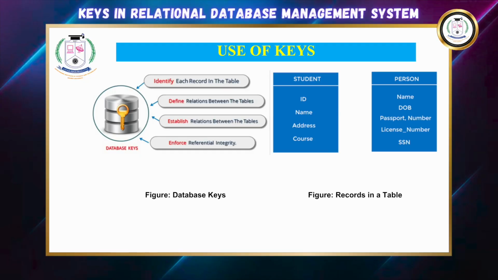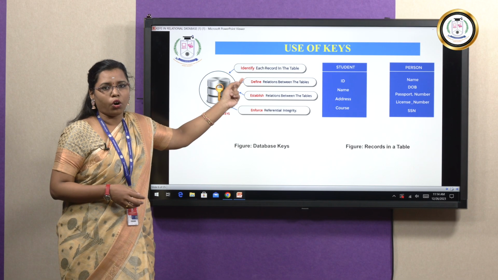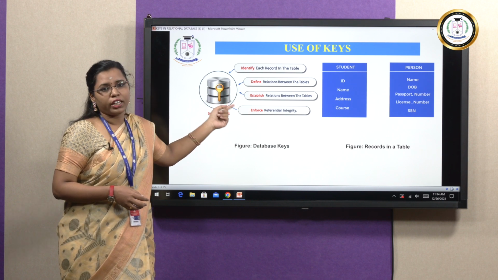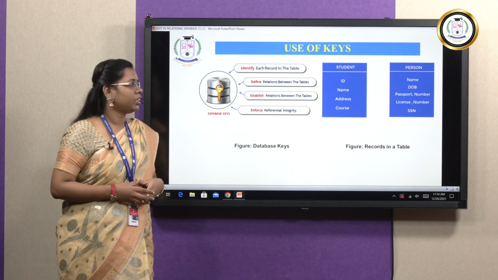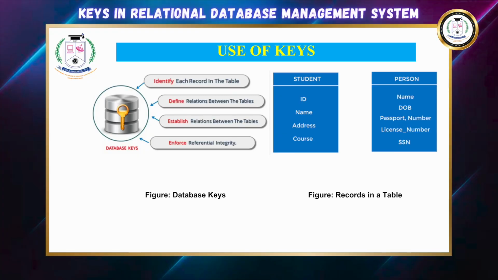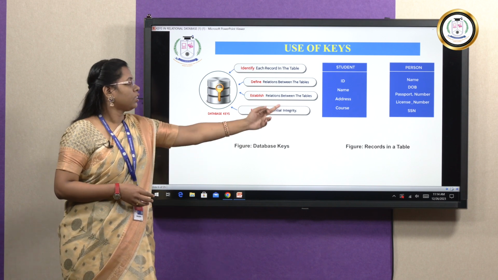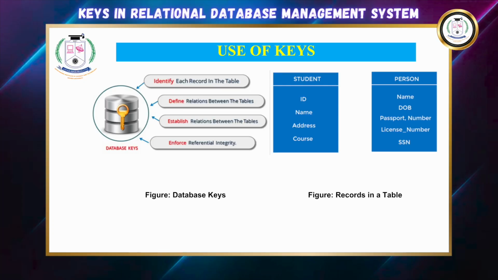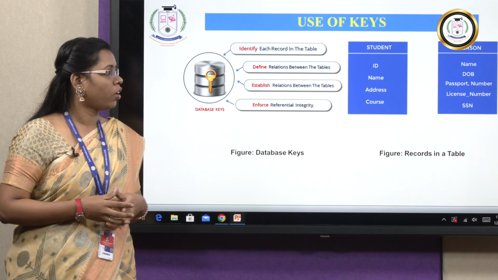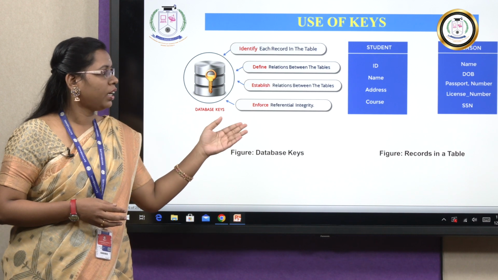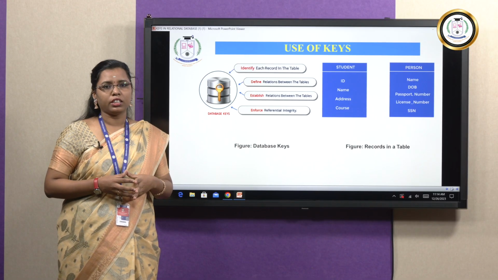The next one, uses of keys. A key individually identifies each record or row in the table, defines and establishes the relationship between the tables, and enforces referential integrity. Referential integrity means the relationship between two tables, like a parent and child relationship. One example is a student table that consists of records such as ID, name, address and course, whereas the person table has records of name, date of birth, passport number, license number and SSN, which is nothing but social security number.